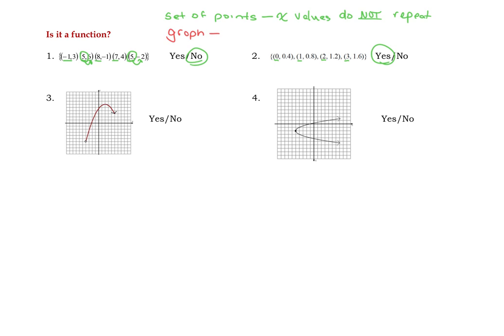Okay, so now on graphs, remember we determine if it's a function by using the vertical line test. I can draw a vertical line through this relation, and I can see it only touches the relation in one spot. So yes, this is a function. This number 4, when I draw a line, it is touching this relation in 2 spots. So no, not a function.